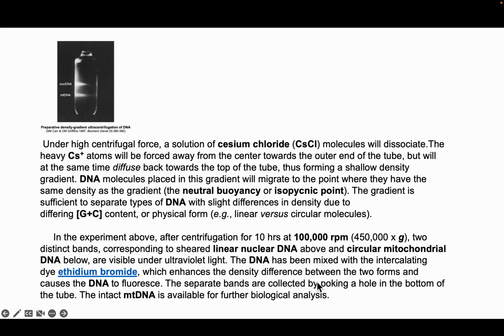The separate bands are collected by poking a hole. So these separate bands you can collect by poking a hole in the bottom of the tube, and the intact mitochondrial DNA will be available for experiment.